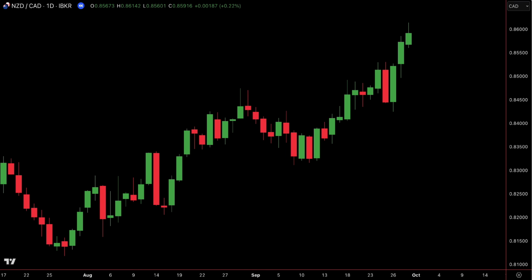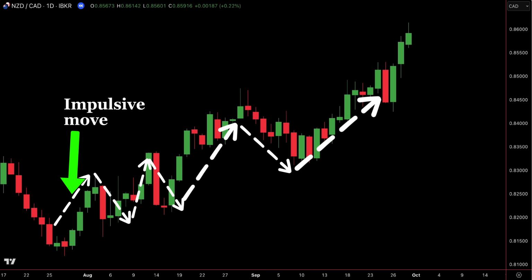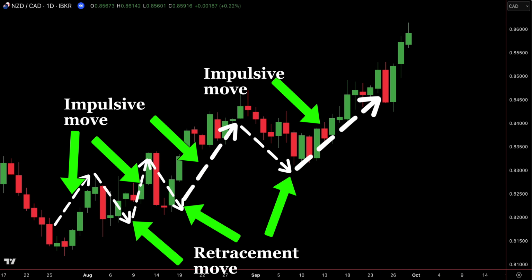Let's break this down with a real example. An uptrend has two phases. Impulsive moves, where price breaks higher and moves with strength. Retracement moves, where price pulls back as traders take profits. The impulsive moves are where banks enter. That's why price shoots up. The retracement is where they take profits, and where you see temporary pullbacks.